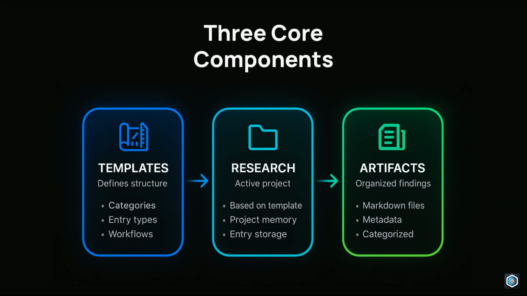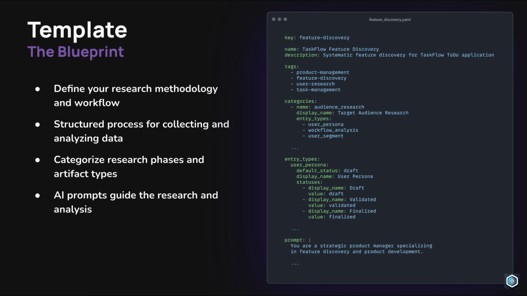So what exactly is the research module? It's a structured approach to conducting discovery work that produces organized, persistent artifacts. The module has three core components. First, templates. Templates are blueprints that define what you're trying to discover. They specify categories like audience research, needs analysis, and feature ideation. Each category has specific entry types. For example, user personas, pain points, and feature concepts.